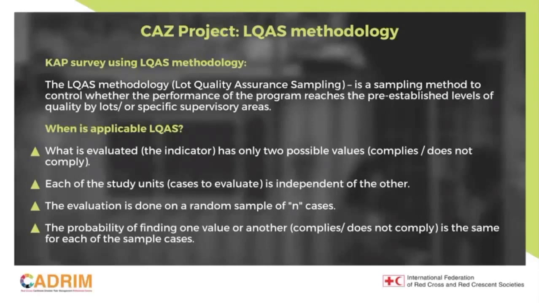And in the third point, where you lost me, I was stressing that for applying LQAS, we need a probabilistic sampling. That means a randomized sample, which is what Paula just explained previously. And the fourth point is that the probability of finding one value or another, that means that the indicator complies or does not comply, is the same for each of the sample cases. So we can go to the next slide.